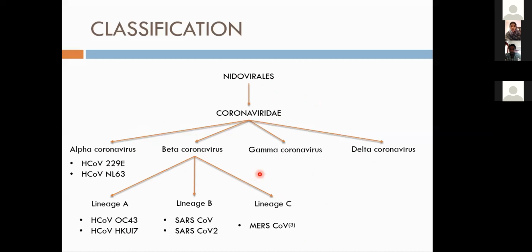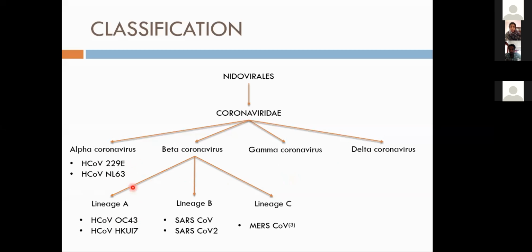Natural reservoirs. Bats are said to be the natural reservoirs for alpha coronavirus and beta coronavirus, while birds are for gamma coronavirus and delta coronavirus. Into the lineages. Alpha coronavirus and lineage A of beta coronavirus contribute to about 5 to 15% of all common colds. Alpha coronavirus can cause common cold and GI symptoms like nausea, vomiting, diarrhea, and also bronchiolitis or acute exacerbation of COPD. The lineages are HCoV-229E and HCoV-NL63.